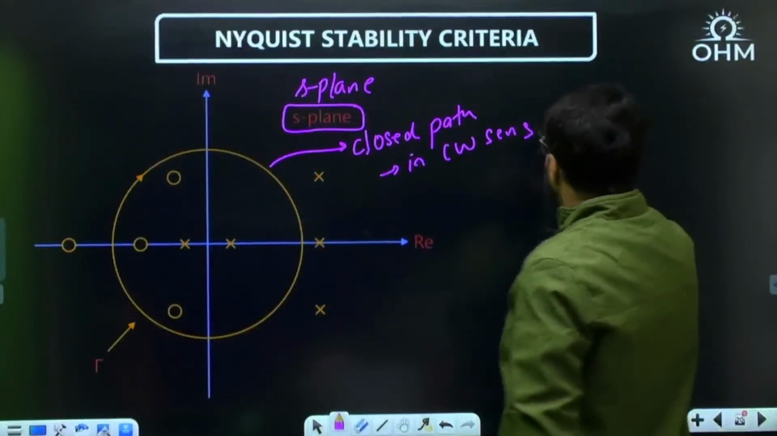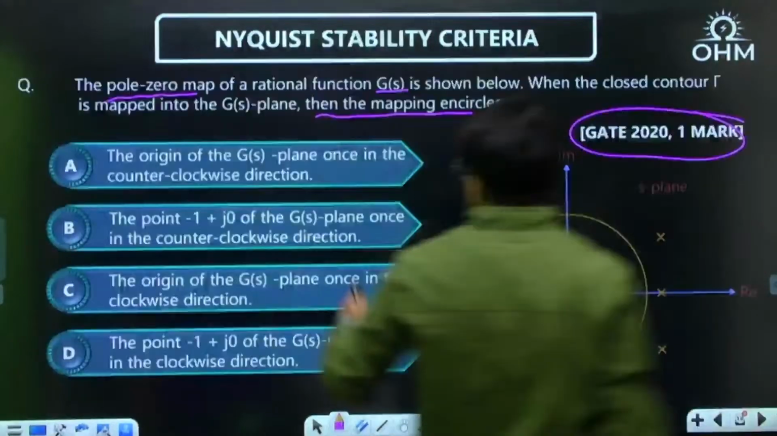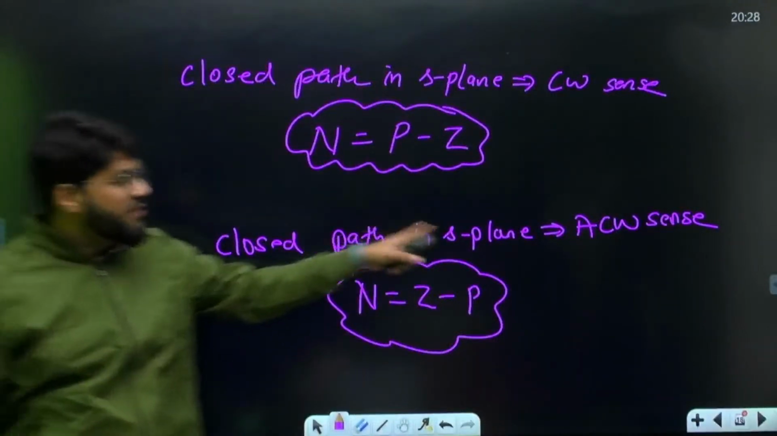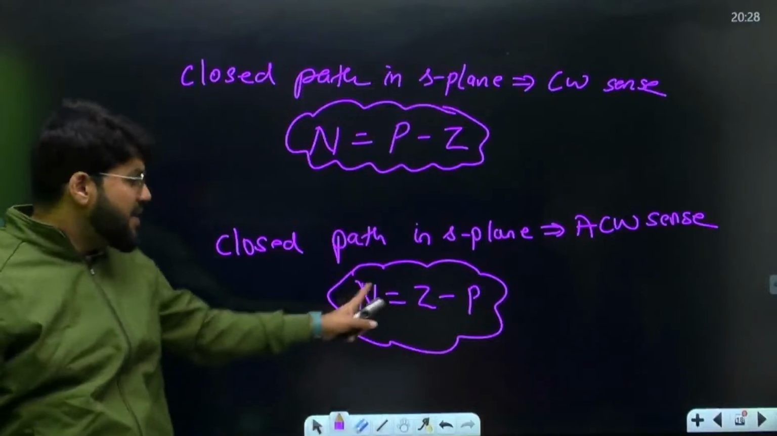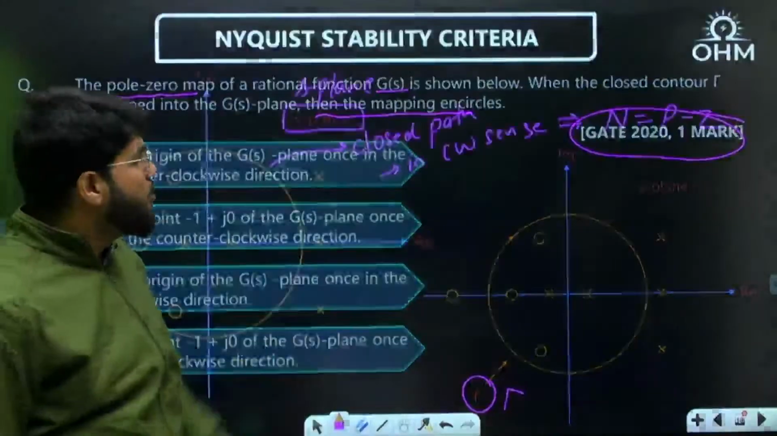Because it is in clockwise sense, what is the formula to be taken? N equal to P minus Z, because I told you clockwise sense means P minus Z. If the closed path is given as anti-clockwise, then Z minus P is the formula. So right now, P minus Z.